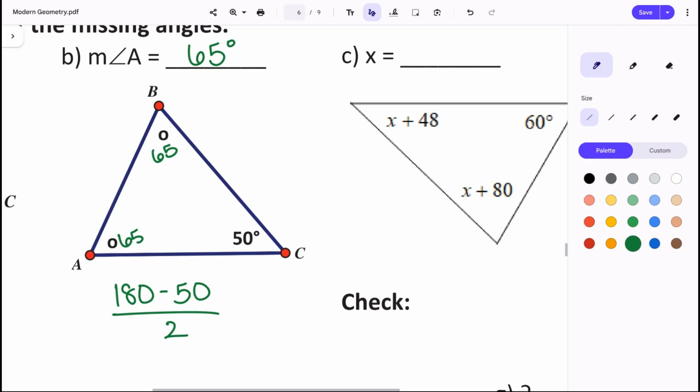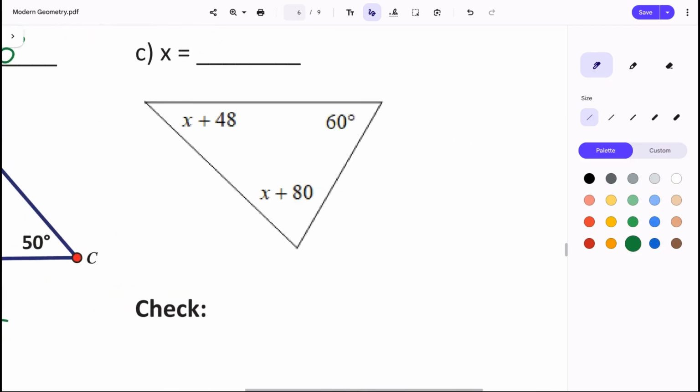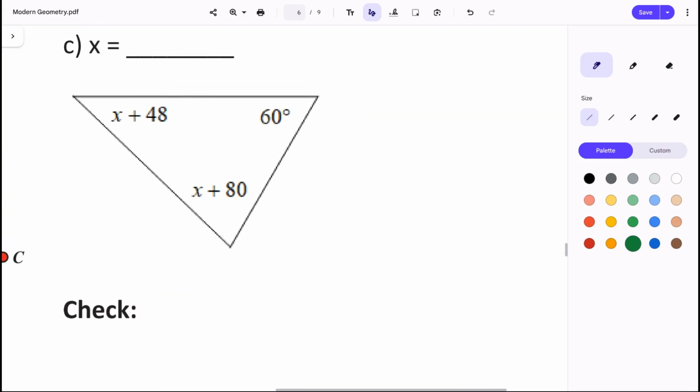Okay, C, we're switching things a little bit here. They're not just giving you numbers for all the angles. We also have some letters thrown in here. They want us to solve for X. Logan, what do you think we should do? What I did was I added the numbers inside together.